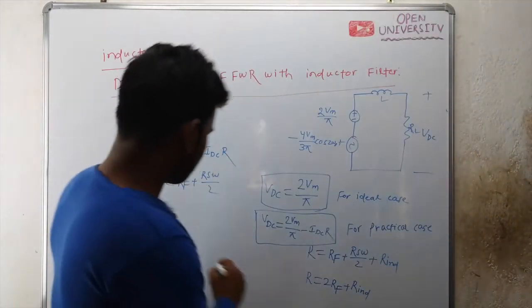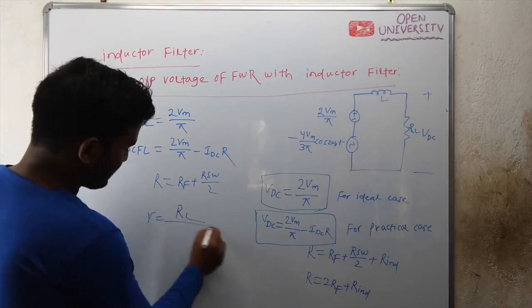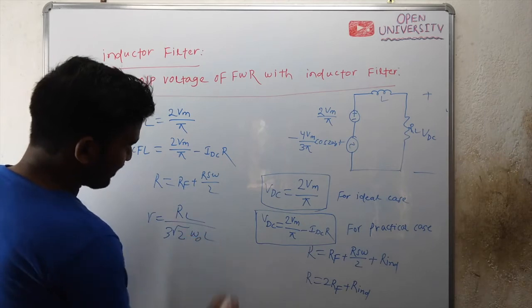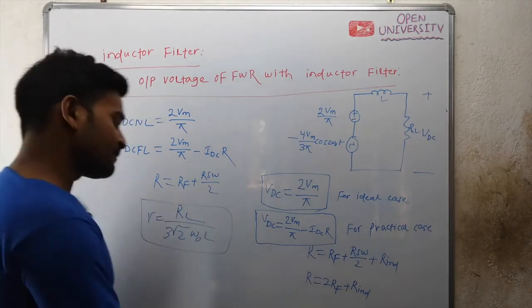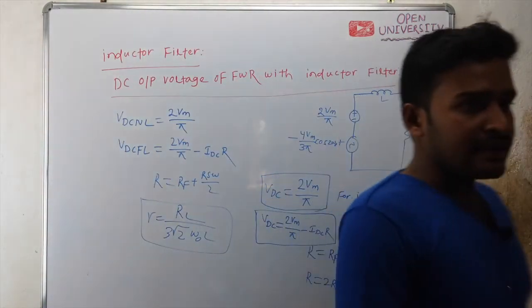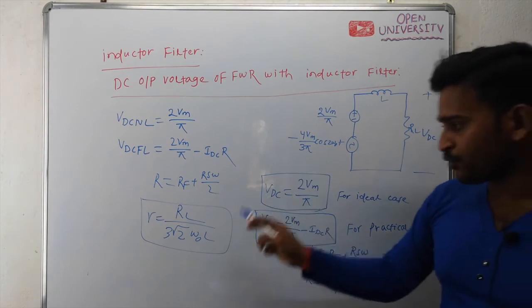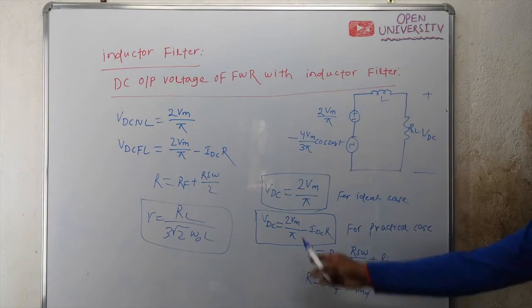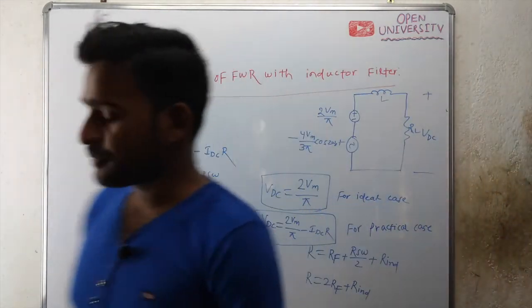I am giving the formula. This is for your center tap full wave rectifier as well as bridge rectifier with inductor filter: ripple factor is RL by 3 root 2 omega naught L. So those formulas are the same for any kind of full wave rectifier, whether it is center tap or bridge rectifier, except that in case of DC output voltage, R will be 2 RF plus R of inductor.